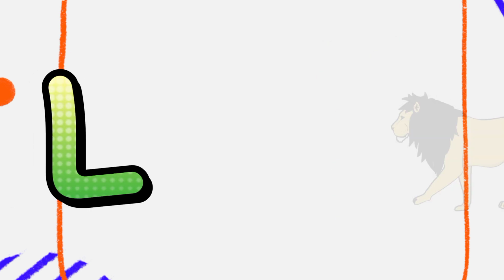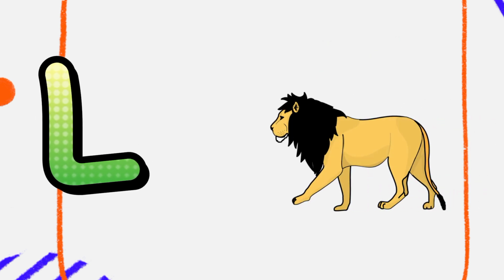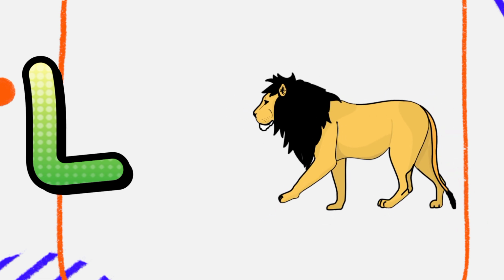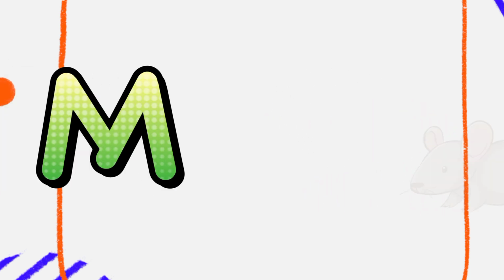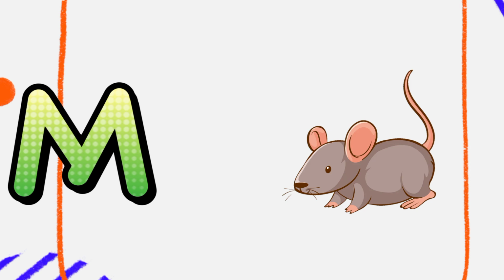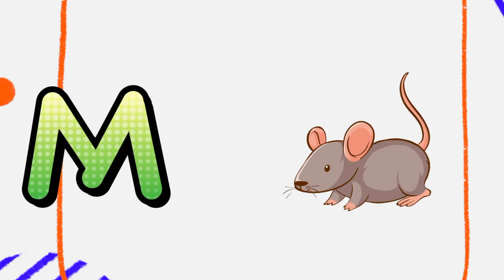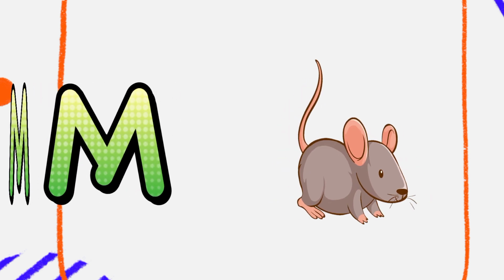L is for lion, L, L, lion. M is for mouse, M, M, mouse.